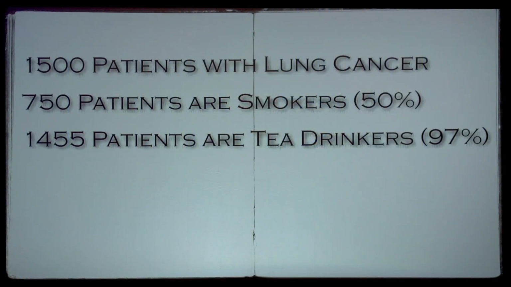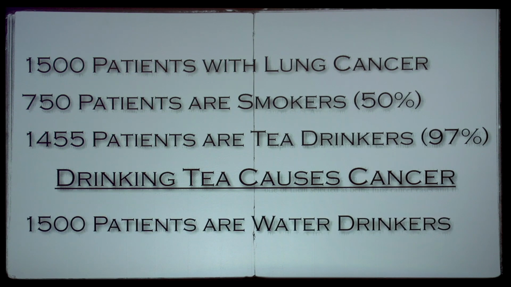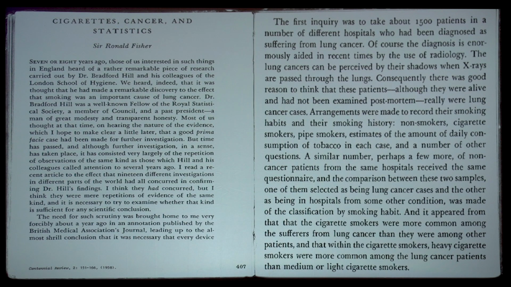So 750 patients are smokers. 97%, this is in London, right, are tea drinkers. And so we infer, right, drinking tea causes cancer. But if we think about it a little more carefully, they're all water drinkers. And so we want to be careful about making an inference in that direction. There are ways to do that, and we're going to learn how to do those.